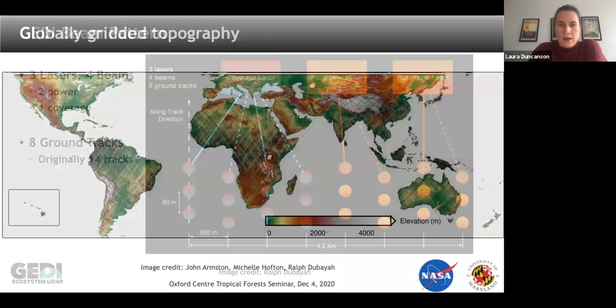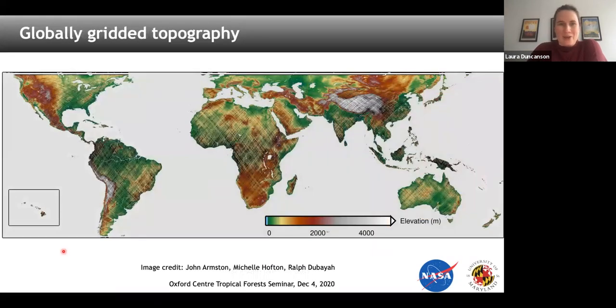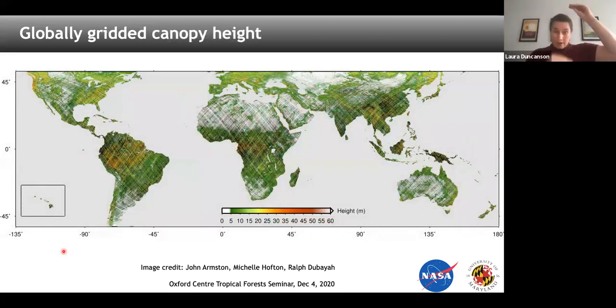Okay. And so here's some eye candy for some of the early products. Here we have the globally gridded topography. So this is the elevation of the bottom of those waveforms aggregated to a 1 kilometer level globally. And then similarly, the top of the waveforms minus that ground elevation gives you the canopy height. And here we have that globally as well. So you can see places that you expect to see the taller trees, in the Amazon basin, in the Pacific Northwest here. Of course, we are indeed seeing those taller trees. And you can zoom in and get a lot more detail.